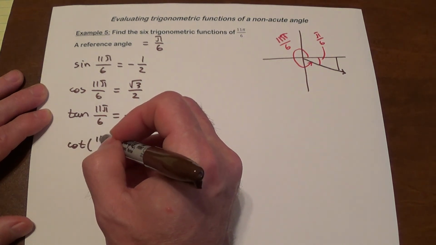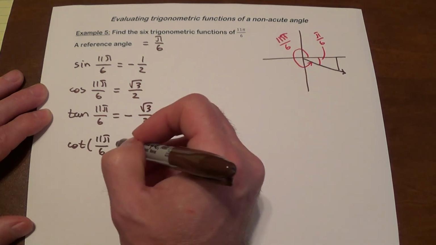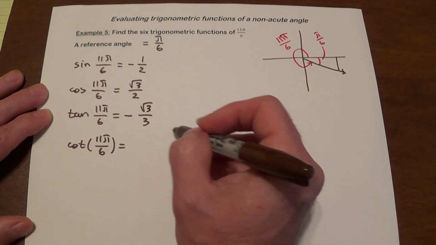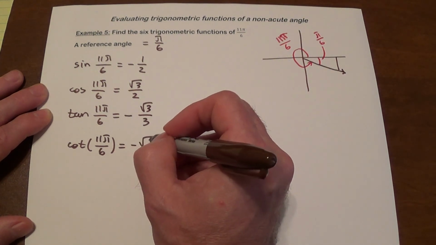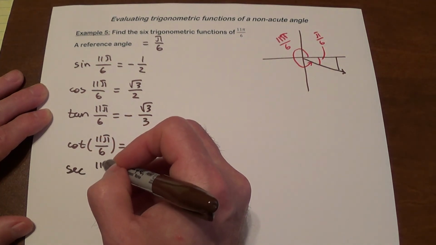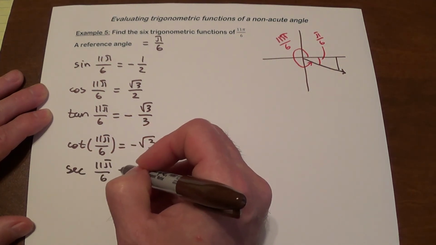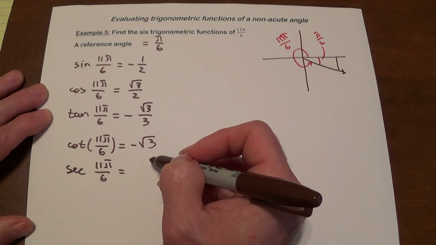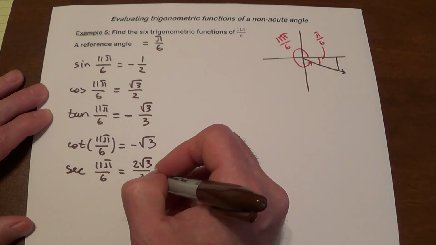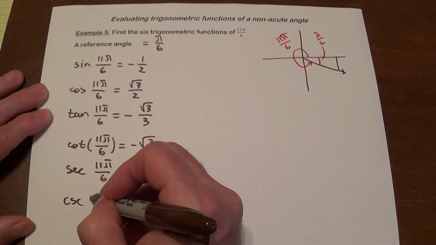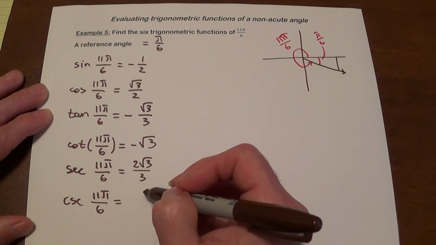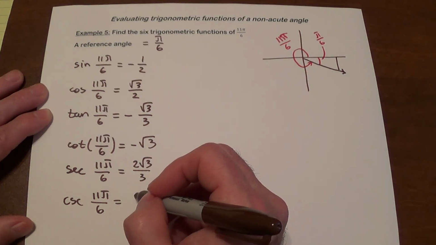Cotangent of 11 pi over 6. It's going to be the reciprocal of that, so it's going to be negative square root of 3. Secant of 11 pi over 6. It's going to be the reciprocal of cosine, which is going to be 2 square root of 3 over 3. And cosecant of 11 pi over 6. It's going to be the reciprocal of sine, which is going to give us negative 2.